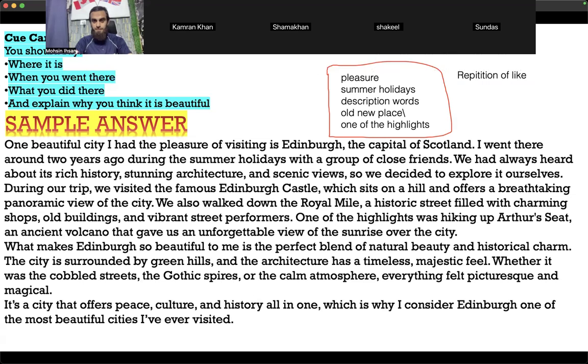One beautiful city I had the pleasure of visiting is Chitral in Pakistan. I went there with my family one year ago in summer.